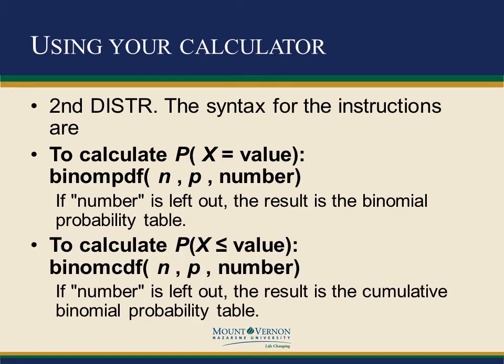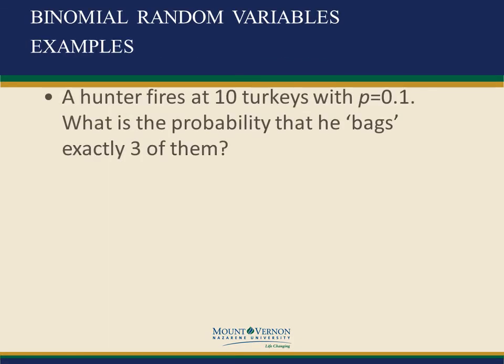If you are interested in a range of values, you'll use the binom CDF function. And the binom CDF function syntax is very similar to the binom PDF function, except that when the calculator computes the value, the probability will be the probability that the binomial random variable, the number of successes, is less than or equal to the number that you put in to that function. If you need extra help with using your calculator with these, please do consult the video on this website. We'll go through a number of examples.